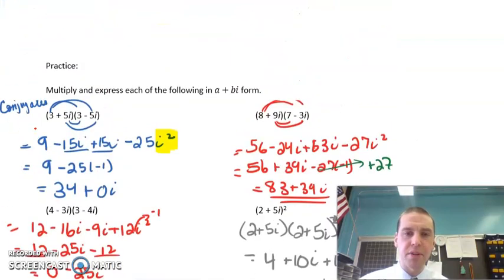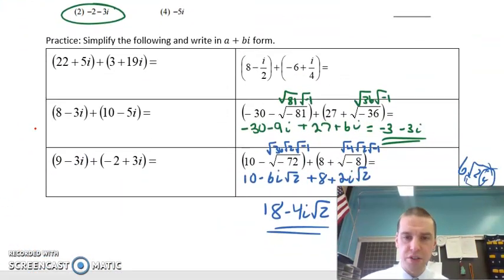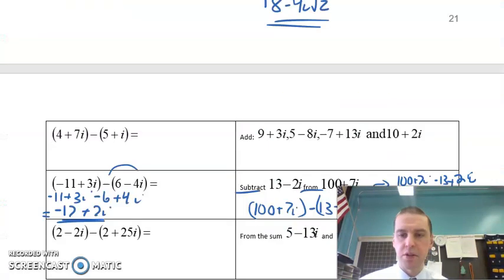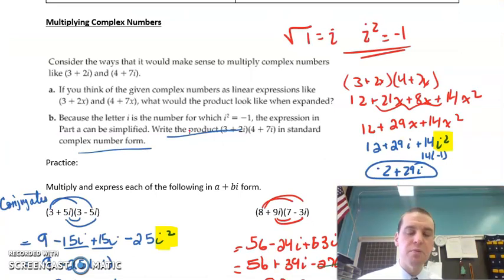To recap, to add and subtract, all we're doing is distributing the negative if need be and making sure that you combine the like terms, real numbers with only real numbers and imaginary numbers with only imaginary numbers. Moving on, multiplying is done by expanding. You must expand. You do not just get to square something. And remember that i squared is negative 1.